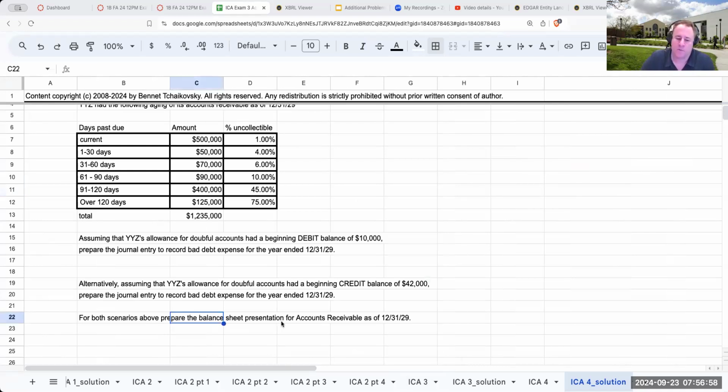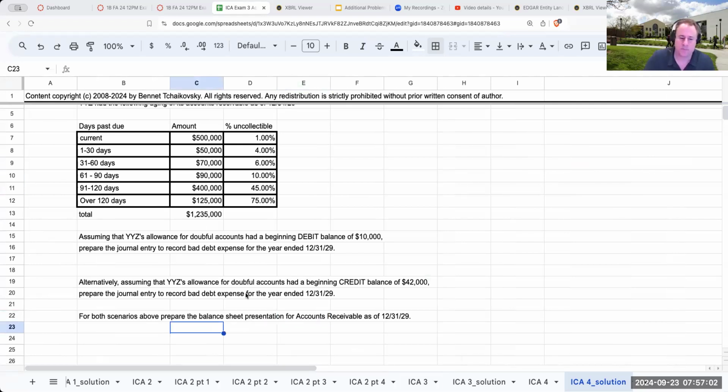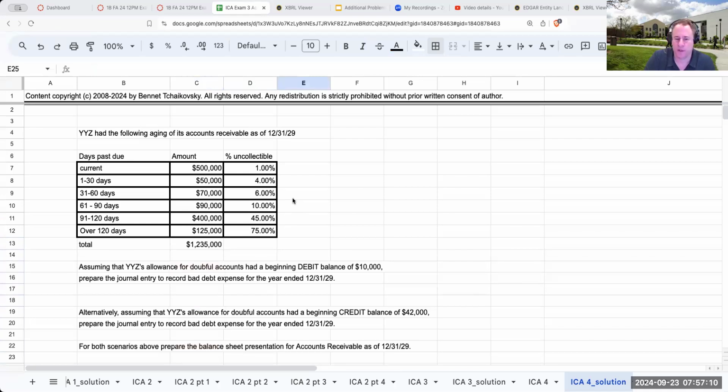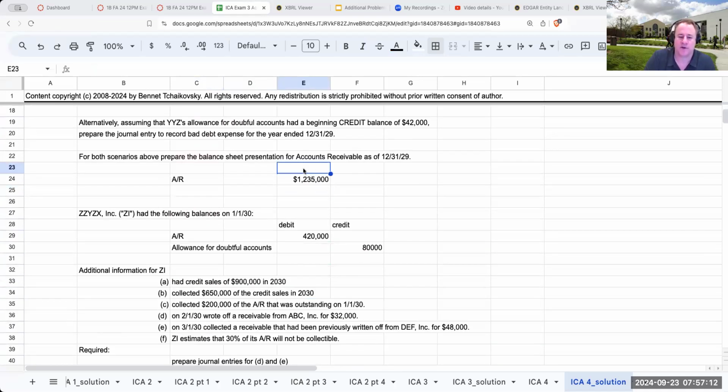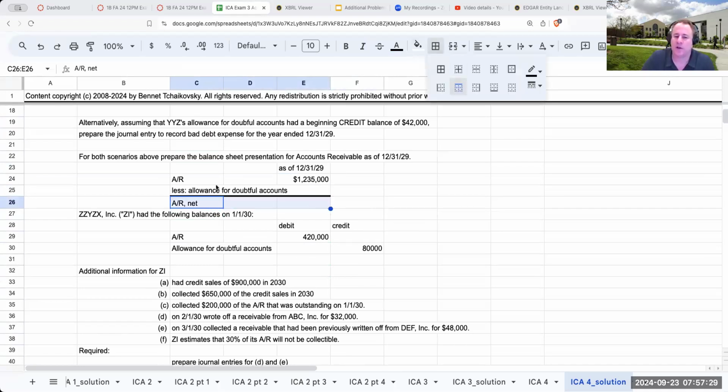What does my balance sheet look like? Over here, I have accounts receivable of 1.2 million as of 12/31/29. I'm going to have, less, my allowance for doubtful accounts, and this gives me accounts receivable, net, or what I expect to collect from my receivables.